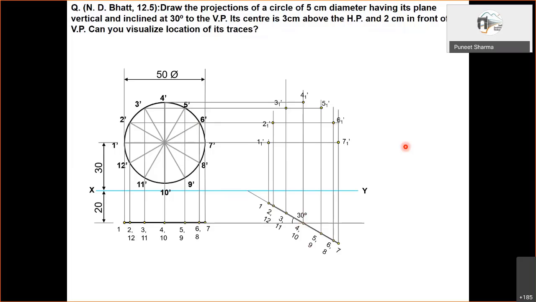Once all the 12 points are located, then you have to join them freehand, and of course you already know this is an ellipse. So with freehand you will have to draw this. So this completes the final position.